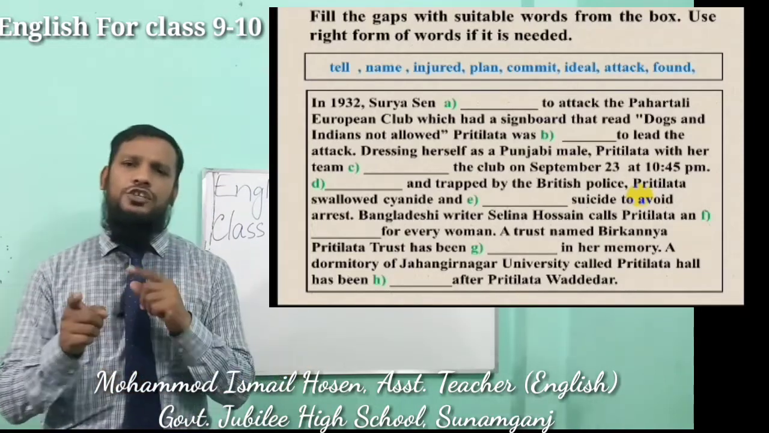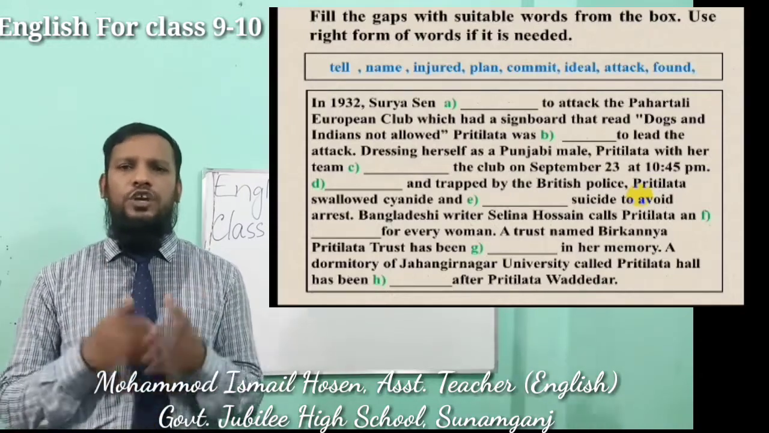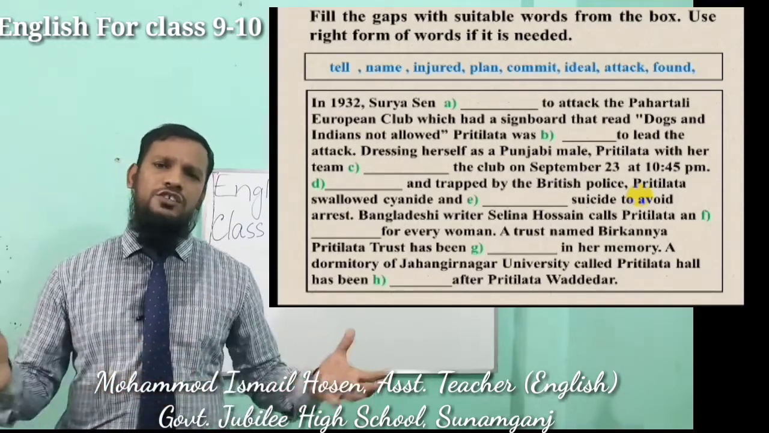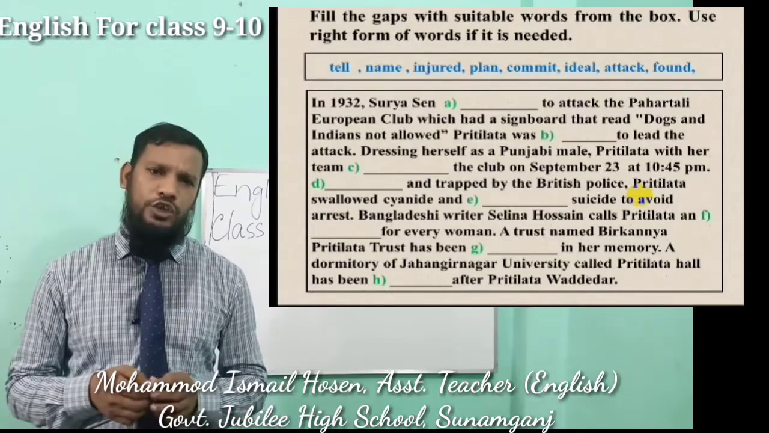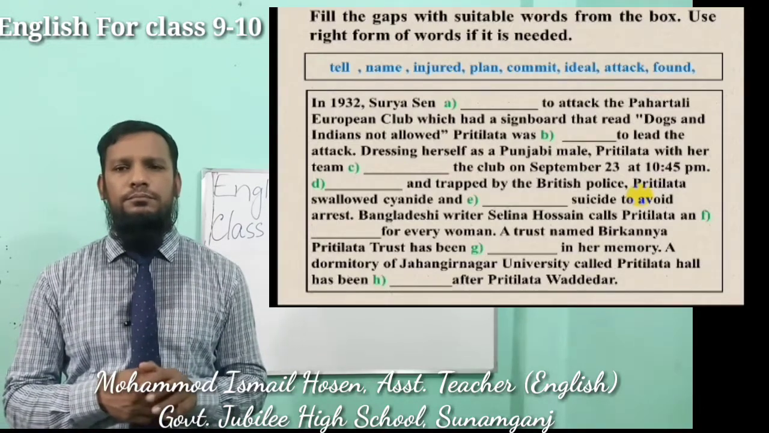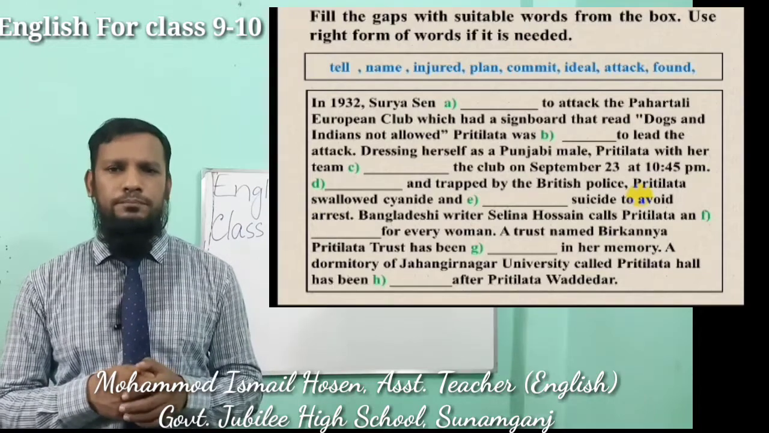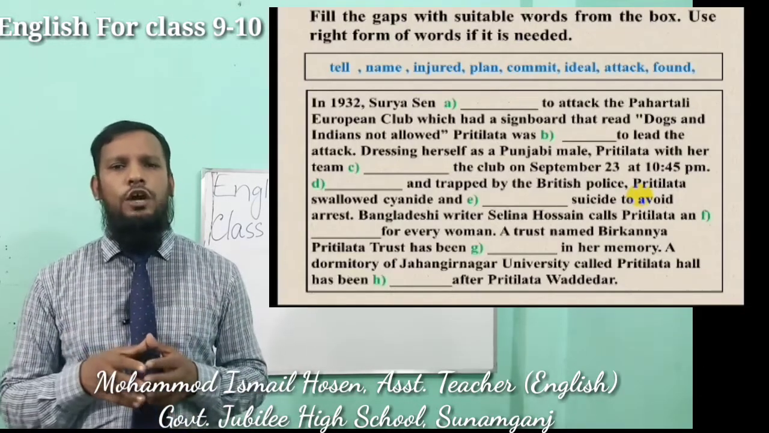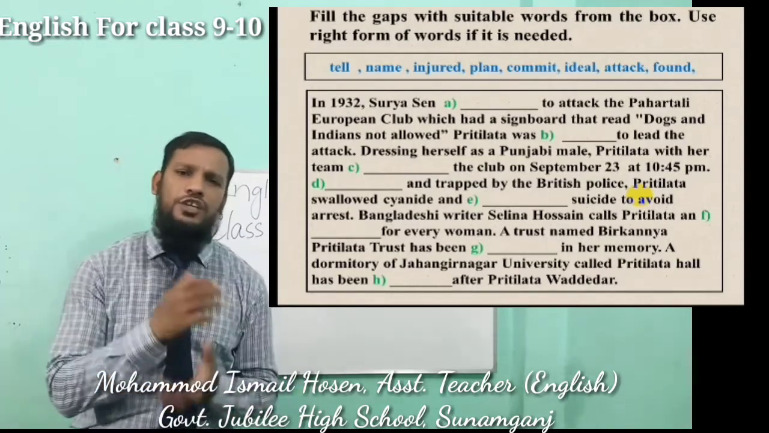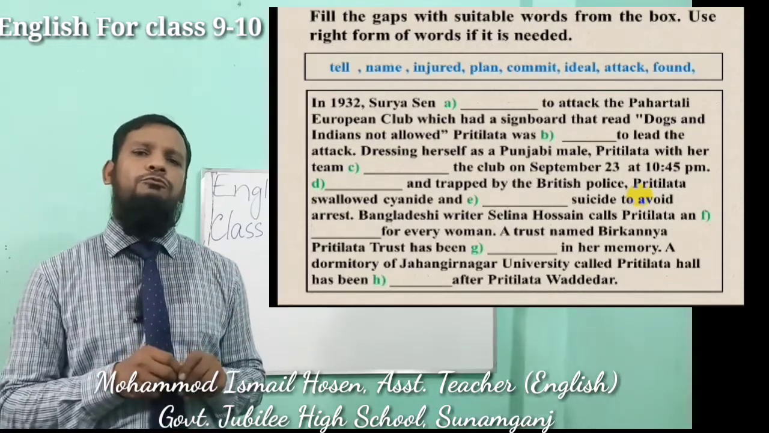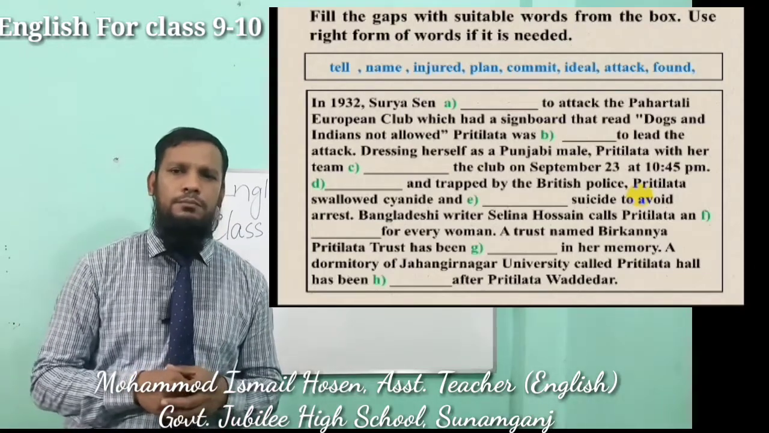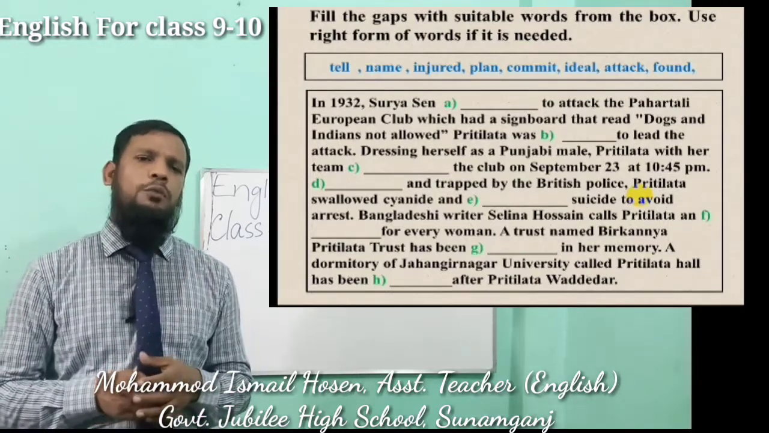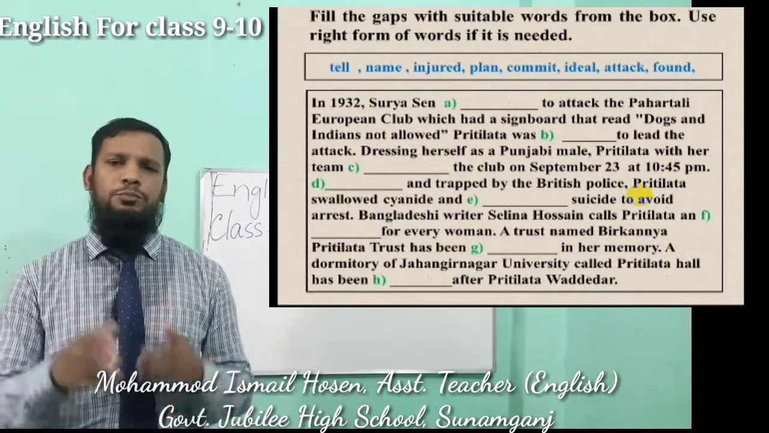In 1932, Surja Sen dashed to attack the Pahartali European club, which had a sign that read dogs and Indians are not allowed. Pritilata was dashed to lead the attack. Dressing herself as a Punjabi male, Pritilata with her team dashed the club on September 23rd at 10:45 p.m. Dashed and trapped by the British people, Pritilata swallowed cyanide and dashed suicide to avoid arrest. Bangladeshi writer Selina Hossain calls Pritilata a dash for every woman. A trust named Bir Konna Pritilata Trust has been dash in her memory. A dormitory of Jahangirnagar University called Pritilata Hall has been dash after Pritilata Waddedar.